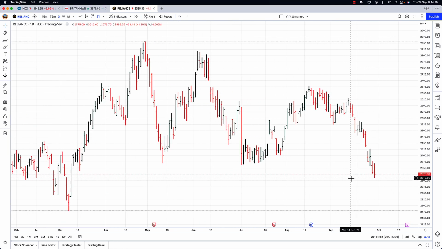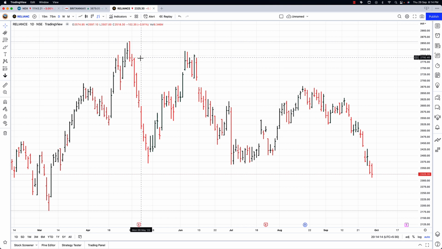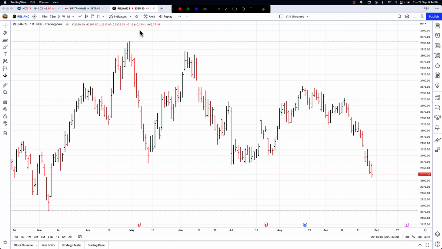So let's bring our attention to this Reliance daily chart. So can we call this a fractal high? The two bars on the left, the highs are lower than this? Yes. The two bars on the right, are the highs lower than this? Yes. So this is a fractal high.